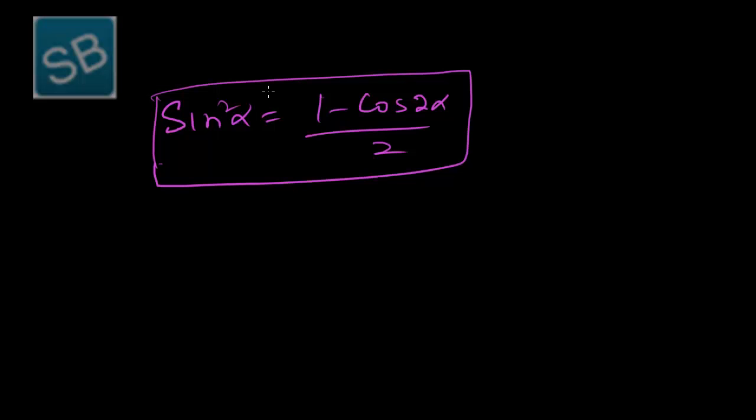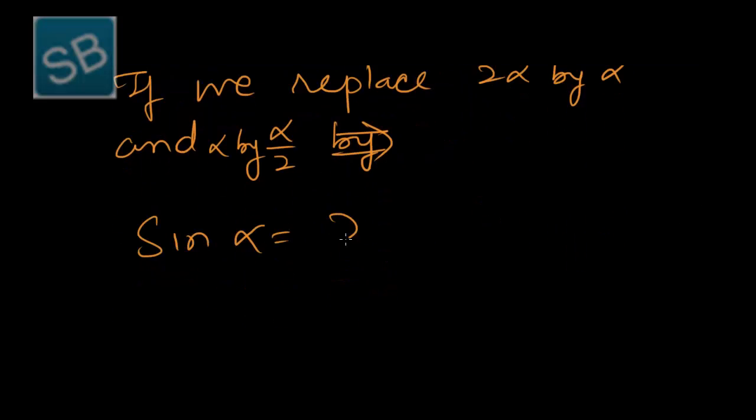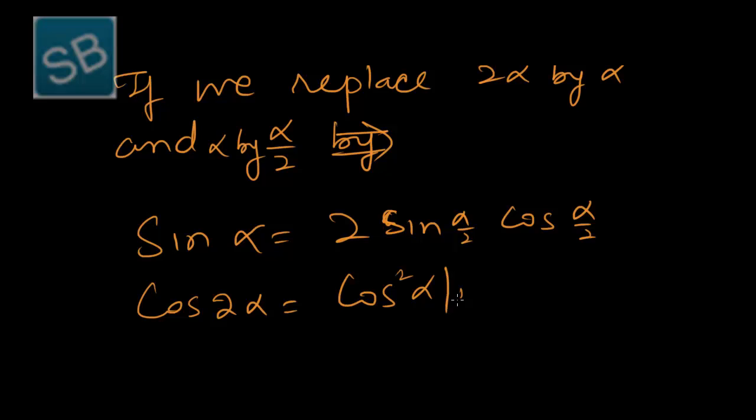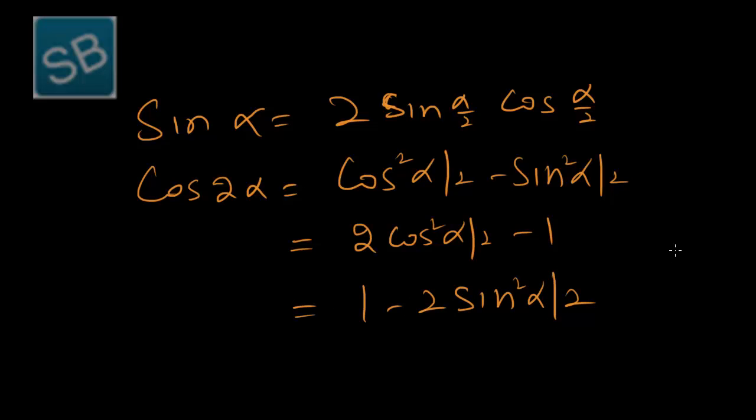If we have to find the submultiples of this, then if we replace 2 alpha by alpha and alpha by alpha by 2, we will get sin alpha is equal to 2 sin alpha by 2 cos alpha by 2, and cos alpha is equal to cos square alpha by 2 minus sin square alpha by 2, which also is equal to 2 cos square alpha by 2 minus 1 and 1 minus 2 sin square alpha by 2.